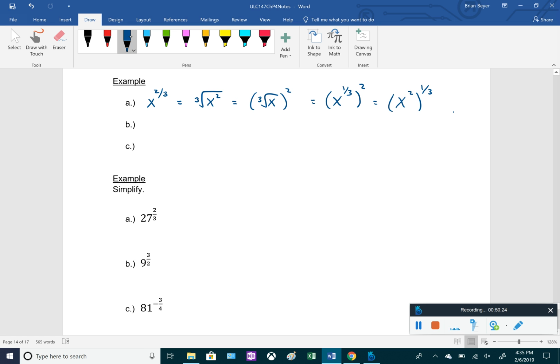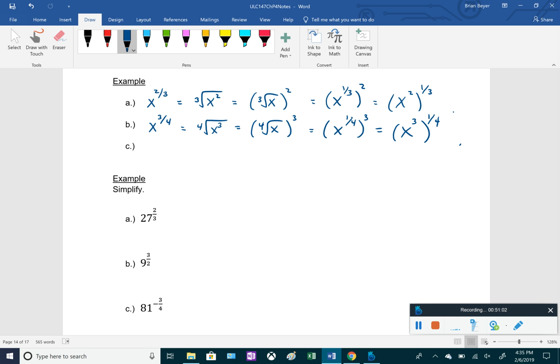So let's do just two more real quick. Let's say we had x to the 3/4. This could be written as the 4th root of x cubed. Just always remember the numerator is the whole number exponent, the denominator is the root. We could also write it as the 4th root of x raised to the 3rd, or it can be x to the 1/4 and then cubed, or x cubed to the 1/4.